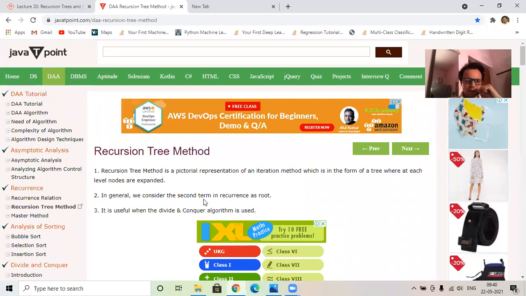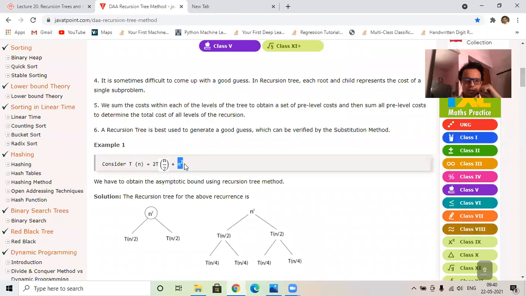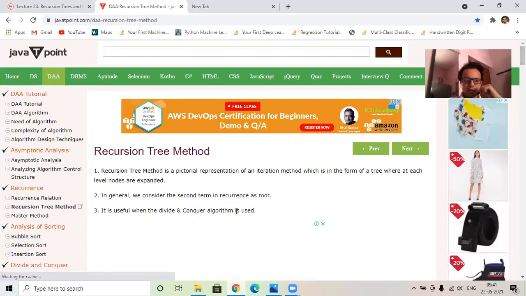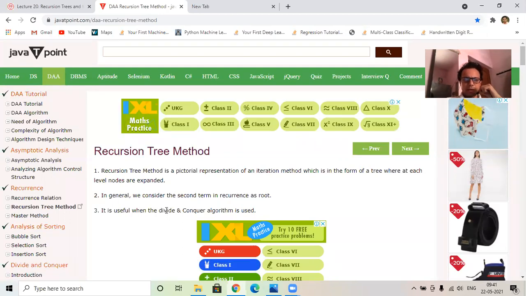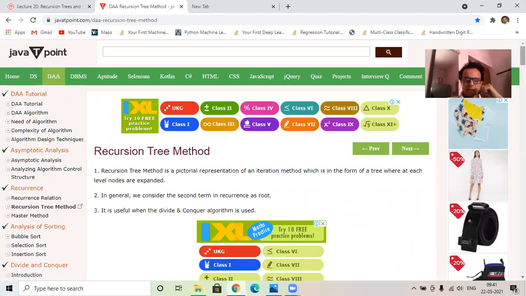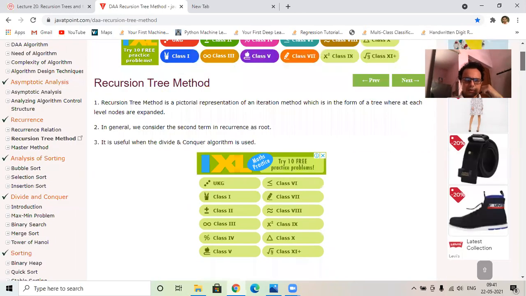In general we consider the second term in the recurrence as the root. Second term means what? This term. In this case it is this term. It will be treated as the root, and this is left. It is useful when a divide and conquer algorithm is used. There are different approaches of algorithms, divide and conquer among them. For example, binary search and merge sort use the divide and conquer algorithm. So for this type of algorithm, the recurrence tree method is generally applicable.